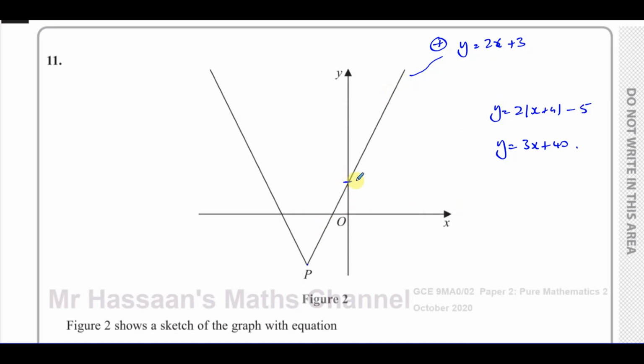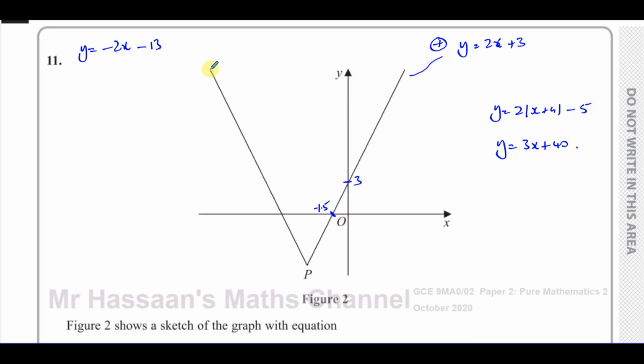So that means it crosses the y-axis at 3. It crosses the x-axis at minus 3 divided by 2, which is negative 1.5. The negative argument of this graph is when you change the sign of everything inside the modulus sign. So it's like you put minus 2 outside instead of 2. So it's minus 2 times x, which is y equals minus 2x, and minus 2 times 4, which is minus 8, and minus 8 minus 5 is minus 13.